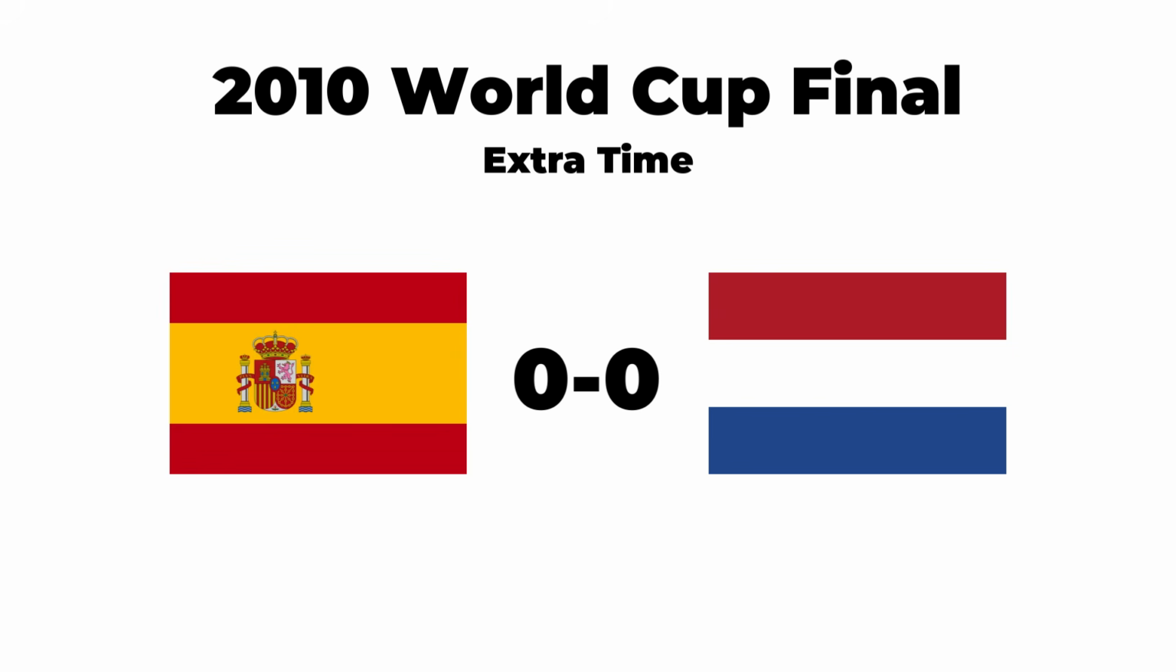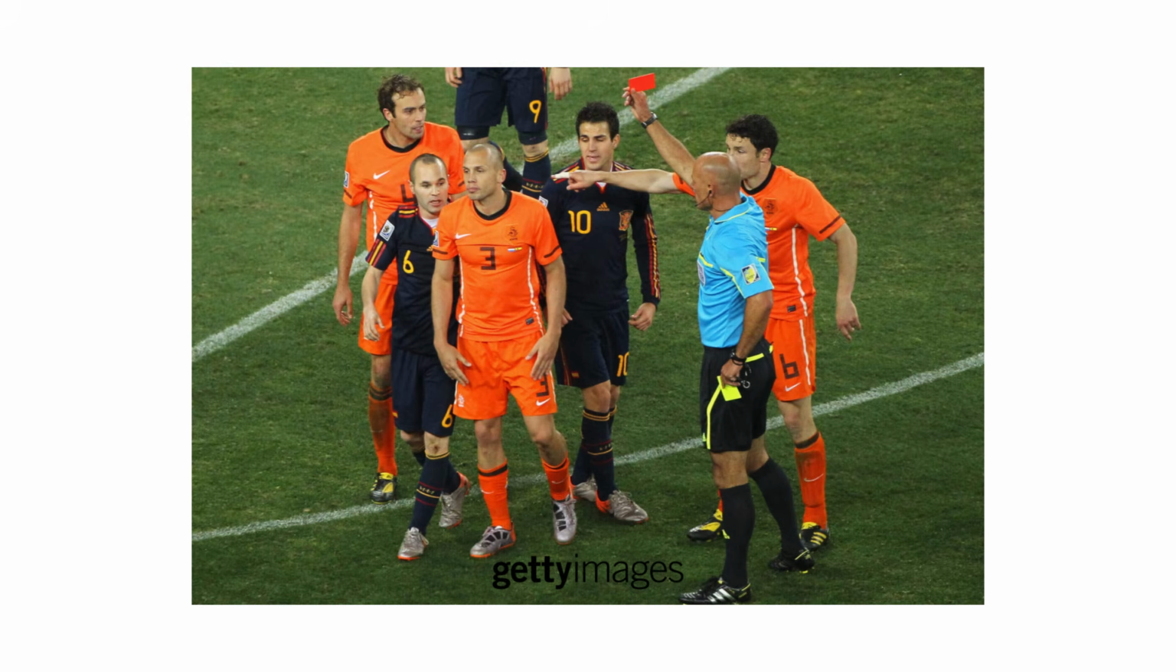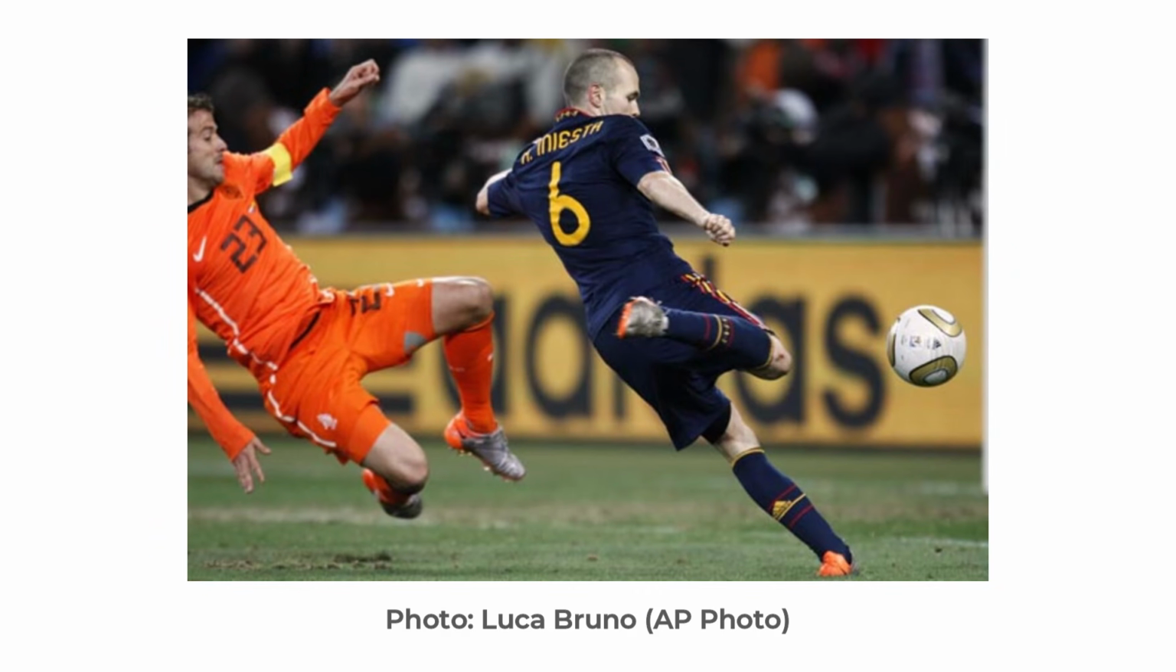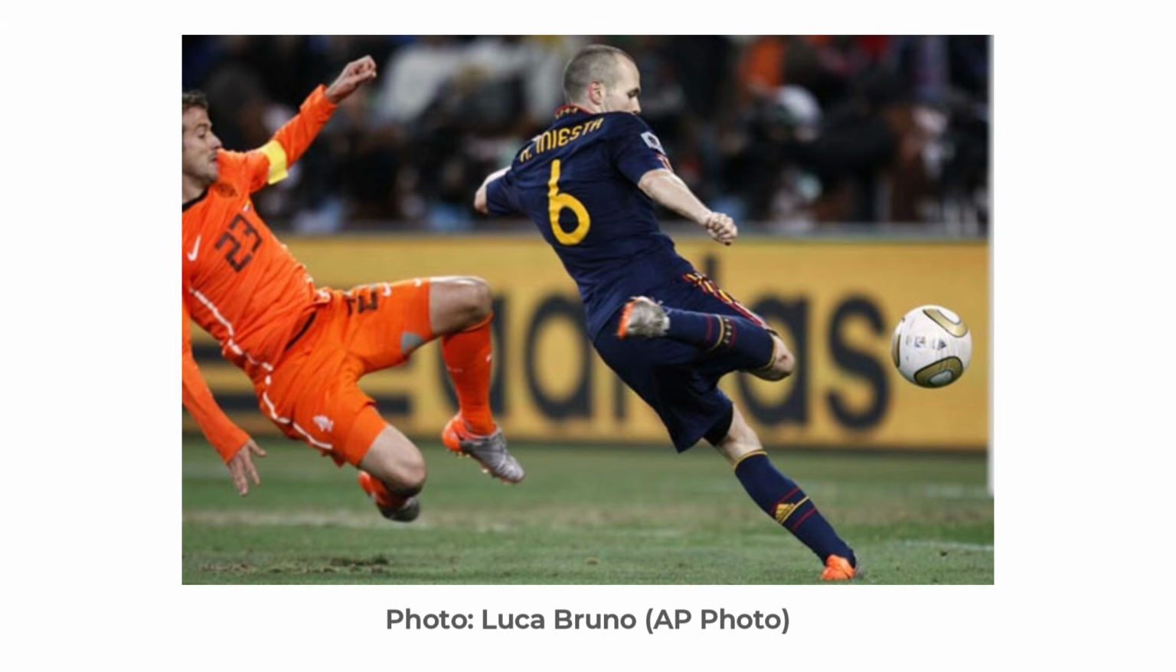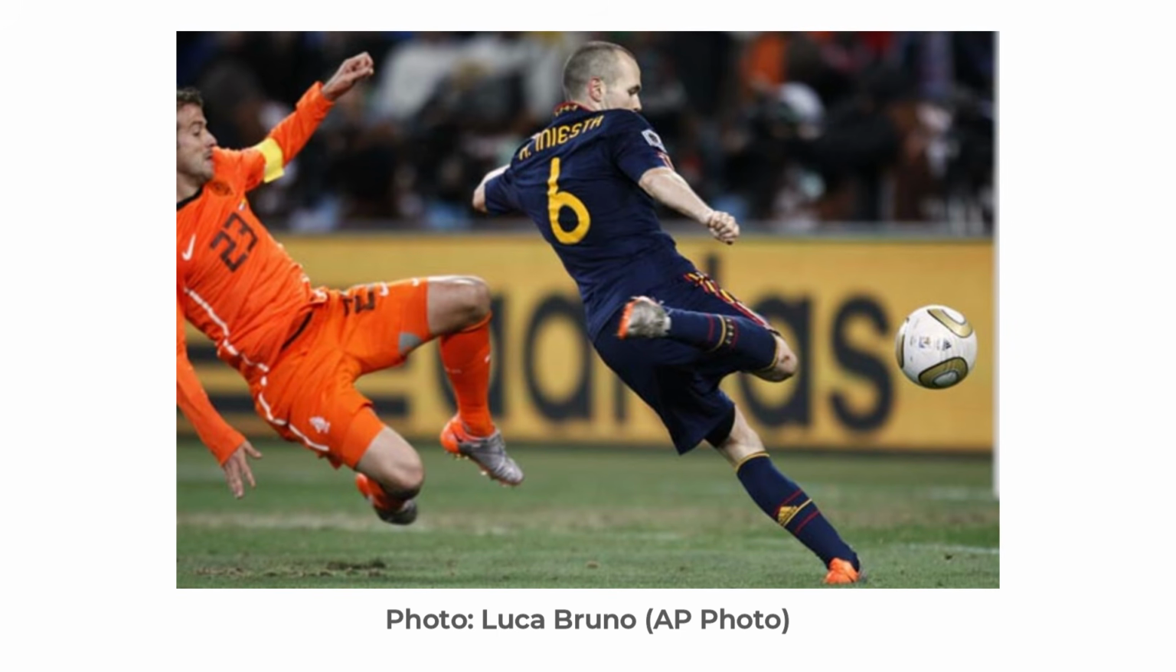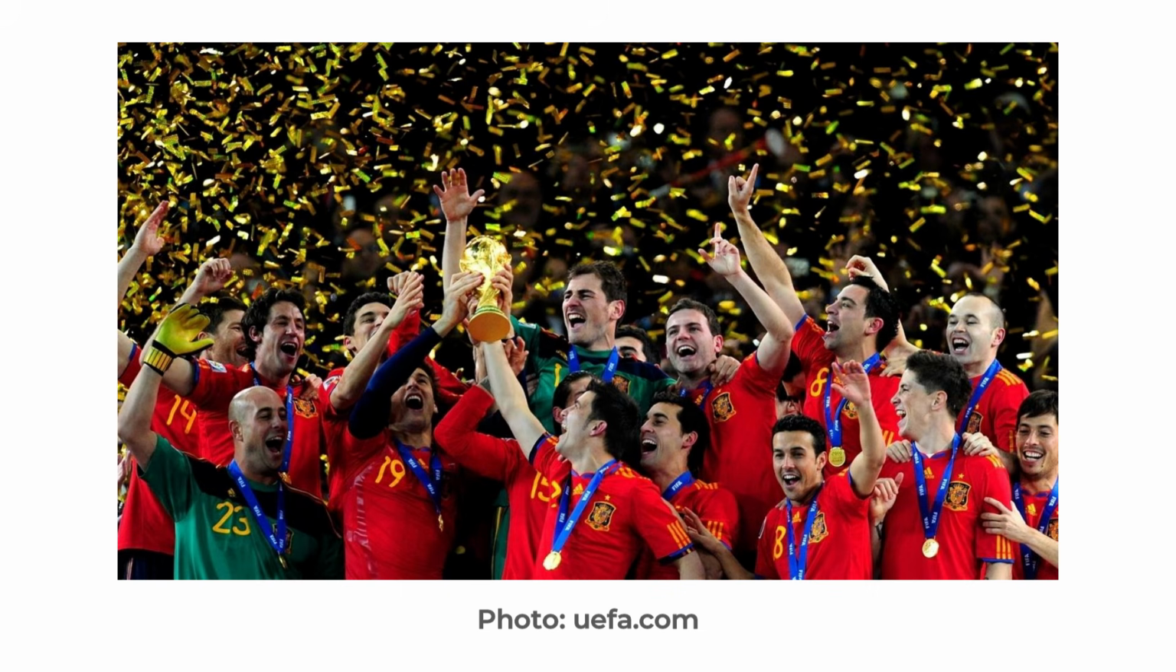For the second time in a row, we went to extra time. And for the second time in a row, we saw a red card. Netherlands' John Heitinga received a second yellow in the 109th minute. But we will not see the penalty shootout. With just 4 minutes to go in the extra time, Spain's Andres Iniesta scored the only goal of the game from a half volley. And with it, Spain finally won.